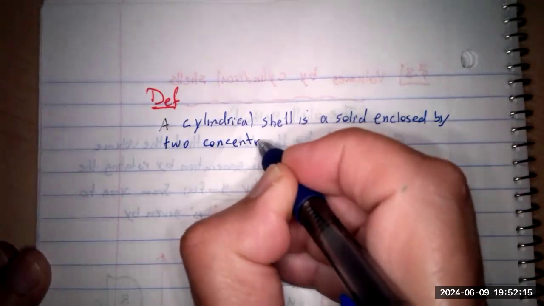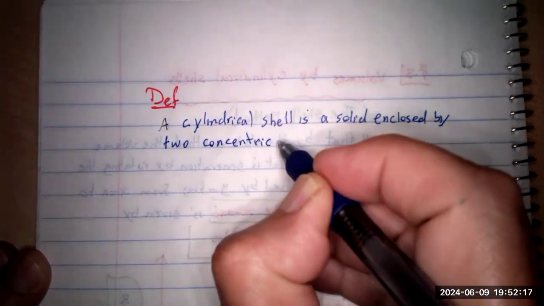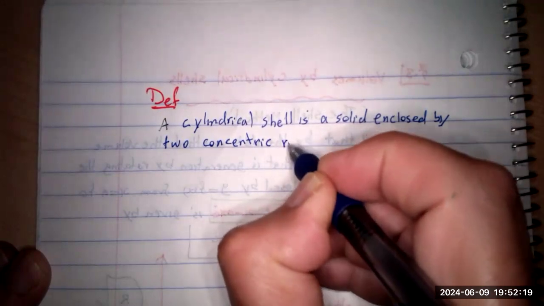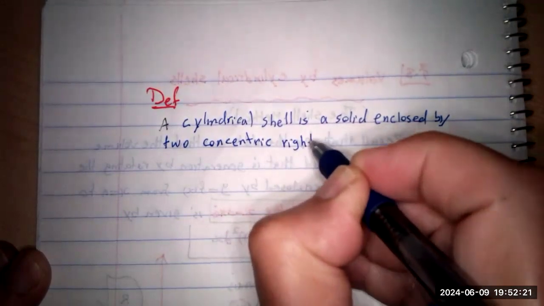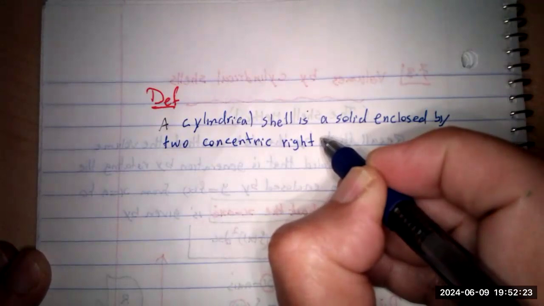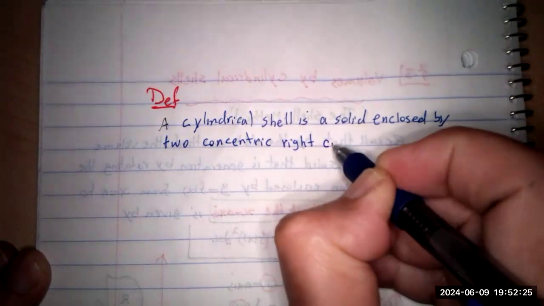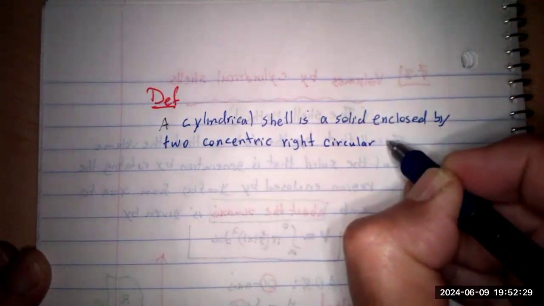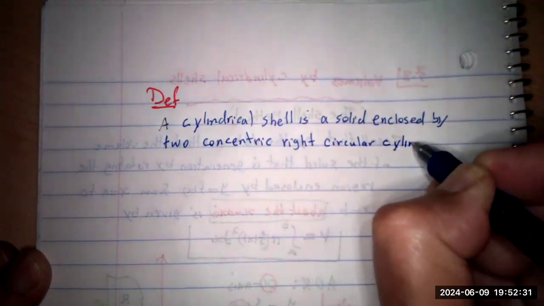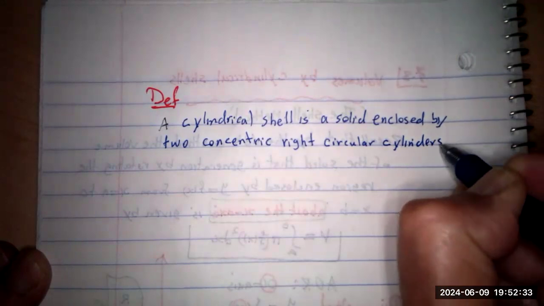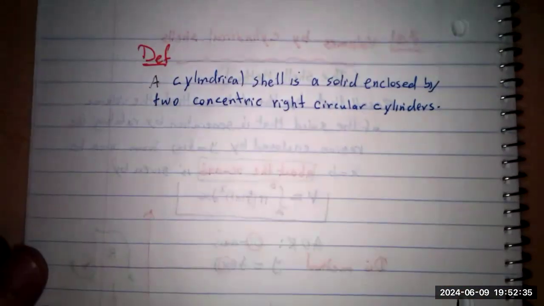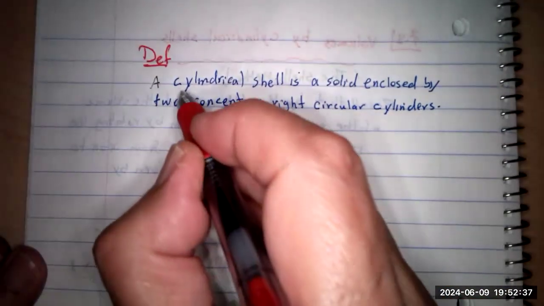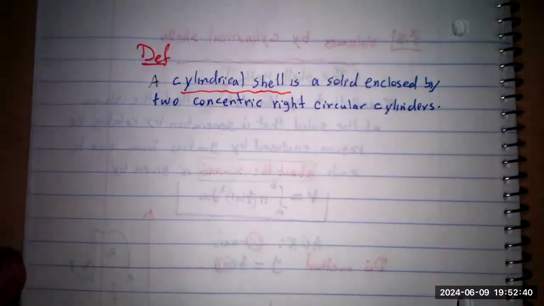Okay, concentric, with the same centers. Right. Okay, right circular cylinders. That's it. So this is what we refer to as a cylindrical shell.